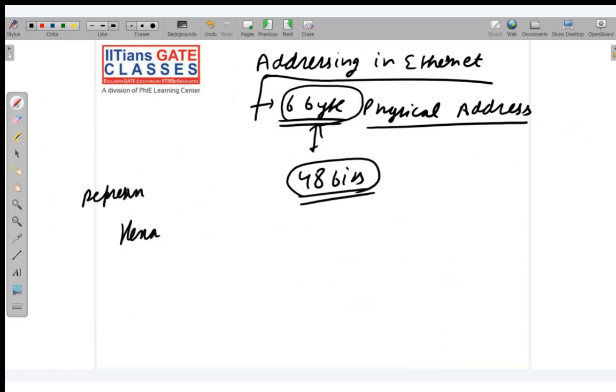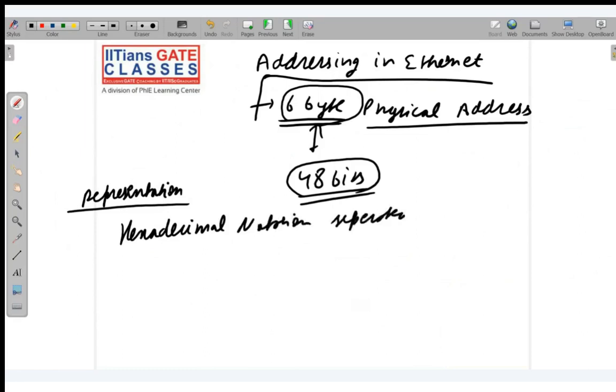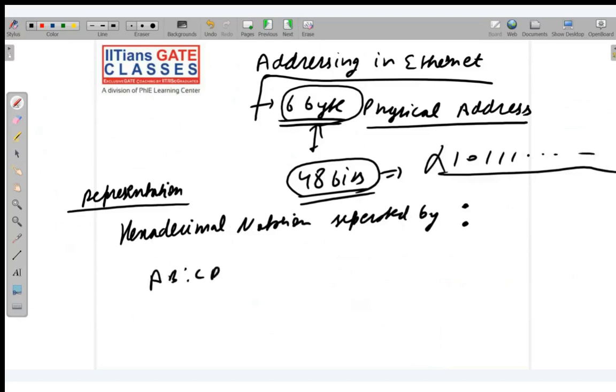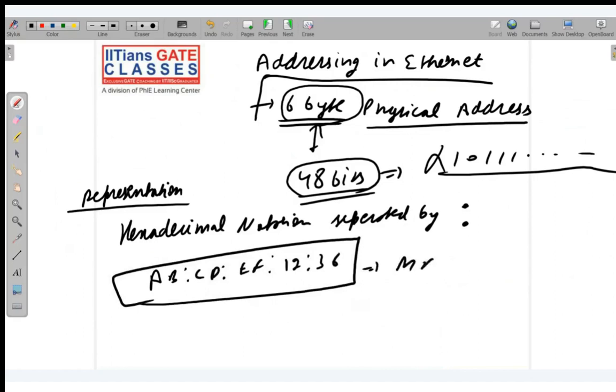Representation, I'm telling you. It is hexadecimal notation, separated by colons. Because 48 bits in binary is very difficult to read and write, we are not using binary; we are using hexadecimal notation. For example, A, B, C, D, E, F, 1, 2, 3, 6. Just as an example, this is an example of a MAC address.